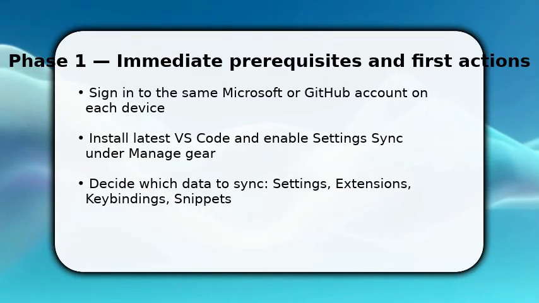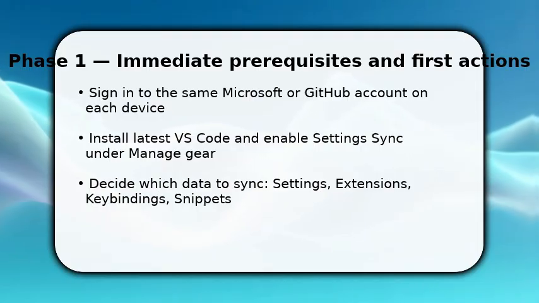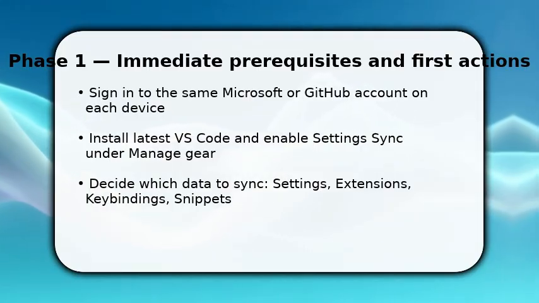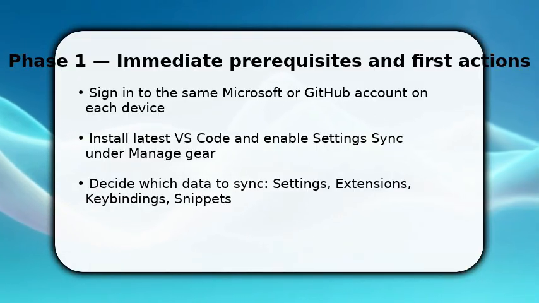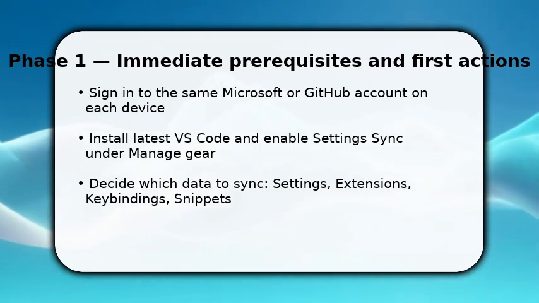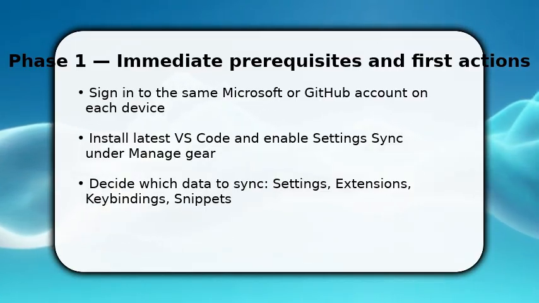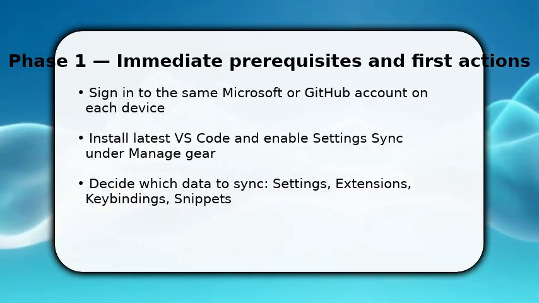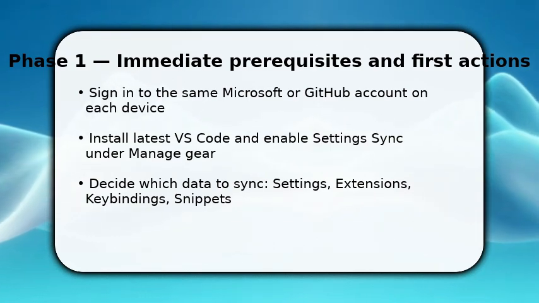You start by confirming two things. You have the same Microsoft or GitHub account on every machine, and VS Code is updated. Open VS Code, click the gear, and enable Settings Sync Now. Choose your account when prompted. Make clear choices about what to sync: settings, extensions, key bindings, snippets. This first action links devices. Once done, VS Code uploads a compact profile so changes propagate. Make sure to sign in immediately on the other device to receive the initial sync.